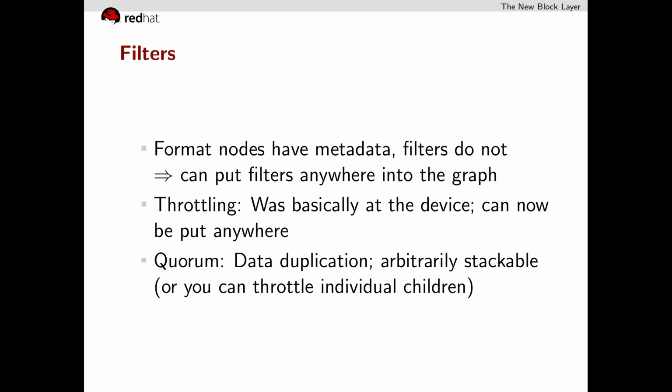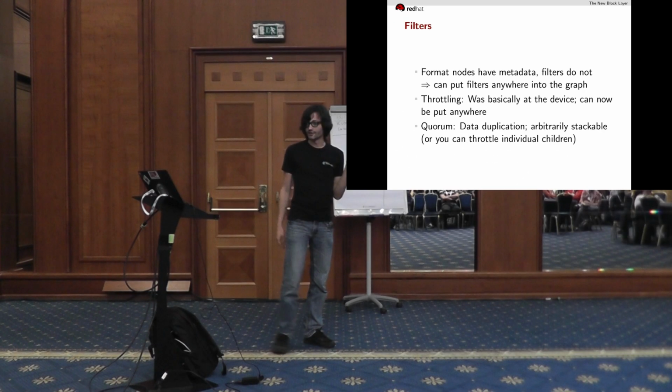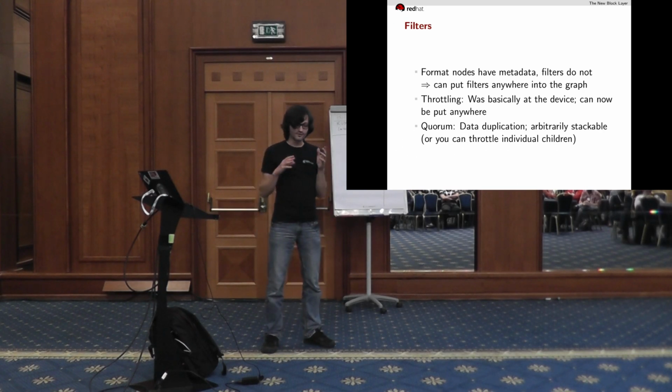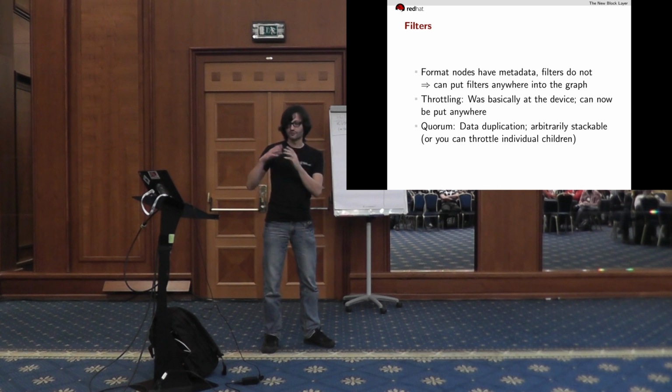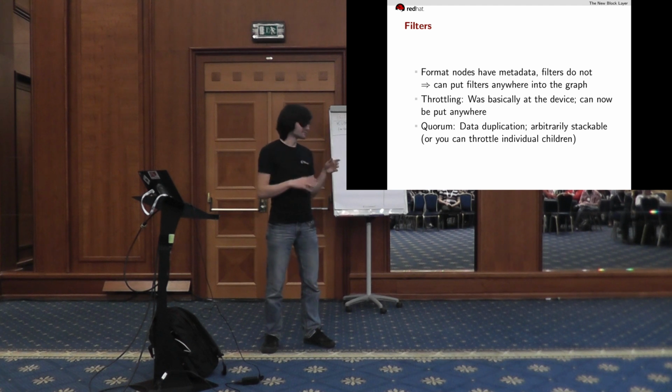Now, note on filters. Filters are rather new in the block layer. They're different from format nodes. We've already talked about why protocol nodes are different. Protocol nodes are interesting and different because they don't have any children inside of the block layer, but they store data outside of QEMU itself. So that's why protocol nodes are different from format and filter nodes.